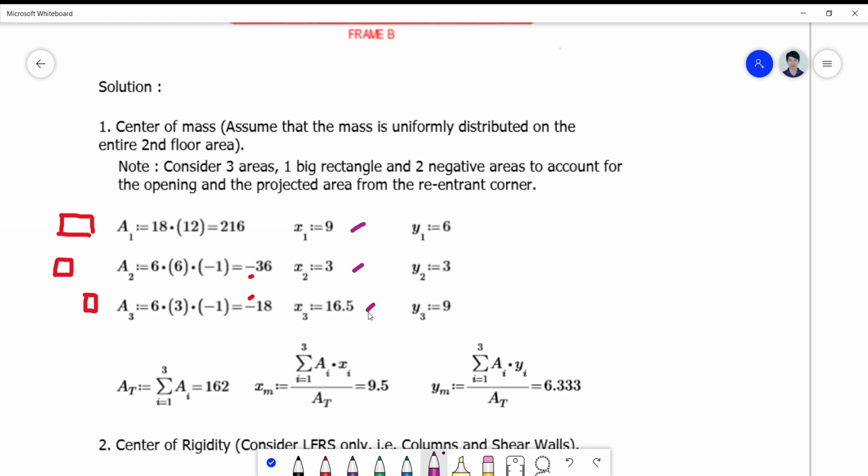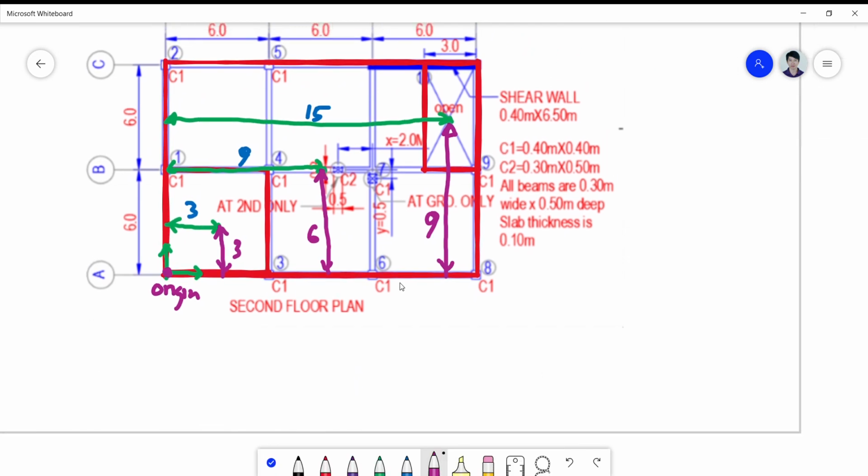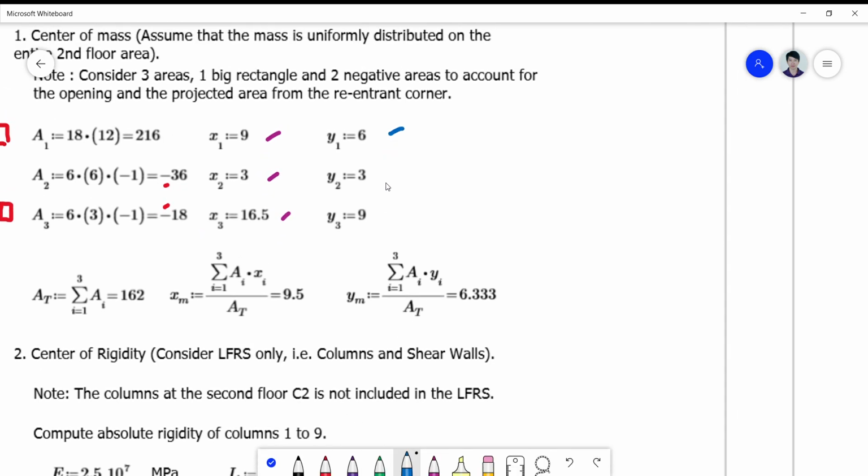So that's 12 plus 3 is 15 plus 1.5. Okay, so my correct x here is not 15, but this is 12 plus 3 plus 1.5, so this is 16.5. And for y it's 6, 3, and 9.